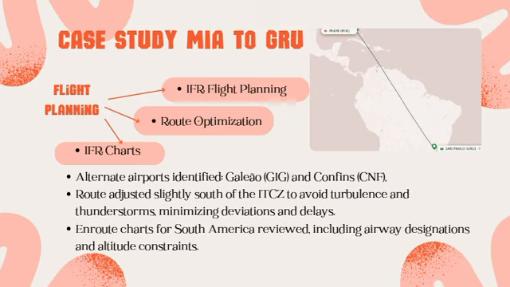And then the IFR charts. Route charts were used to navigate through Caribbean and South American airspace, ensuring compliance with altitude constraints and airway requirements. Terminal charts prepared the crew for a smooth approach amidst traffic. So, IFR charts provided essential guidance for navigation and approach, ensuring accuracy and compliance.